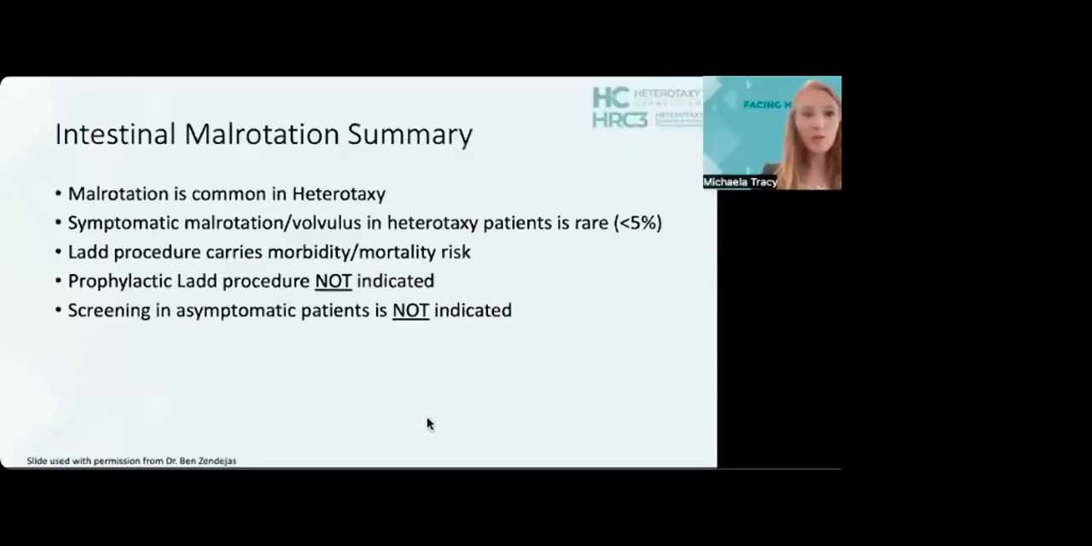So the summary is that malrotation is very common in heterotaxy, but symptomatic malrotation or volvulus is actually extremely rare. We think less than 5% of the time, and these studies even say around the 1% mark. These studies also showed that Ladd's procedure carries significant morbidity and mortality risk in this population, and therefore prophylactic Ladd's procedure is not indicated, and screening asymptomatic patients is also not indicated.